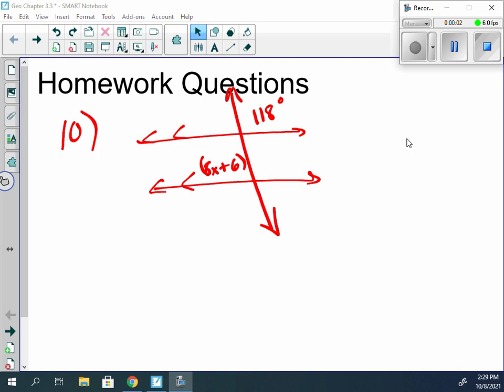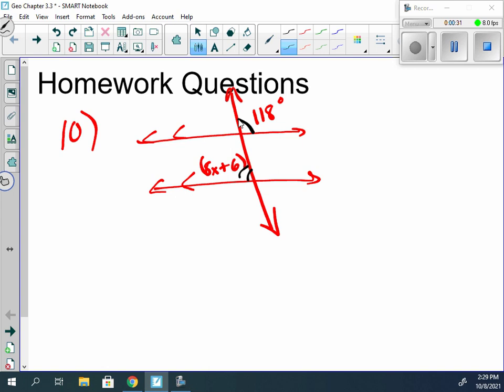Okay, guys, so we're looking at problem number 10 from the homework assignment here before we get started. When we look at these two angles, 118 degrees, which is this angle right here, and 8x plus 6, which is this angle right here, if they are corresponding angles, they would be congruent. Are these two corresponding angles? No, they're not in the same spot. Are they alternate interior or alternate exterior? Well, they are alternate, yes.